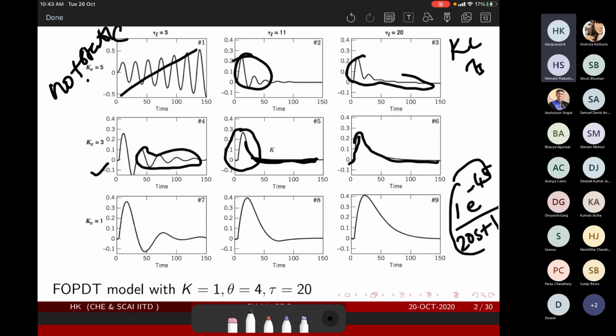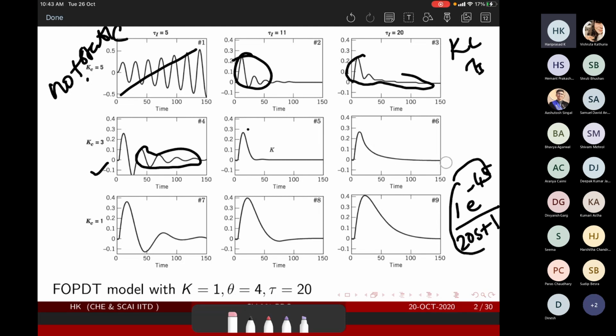Sir, which one of them has the highest performance? See, it's all about the definition of performance. This is not good performance because it has continuous oscillation. This is not good performance. It's a continuous oscillation. This is not a good performance because it has a larger shoot up. Then there is a jump. Then these are all acceptable because they are all stable, but not really good performance.